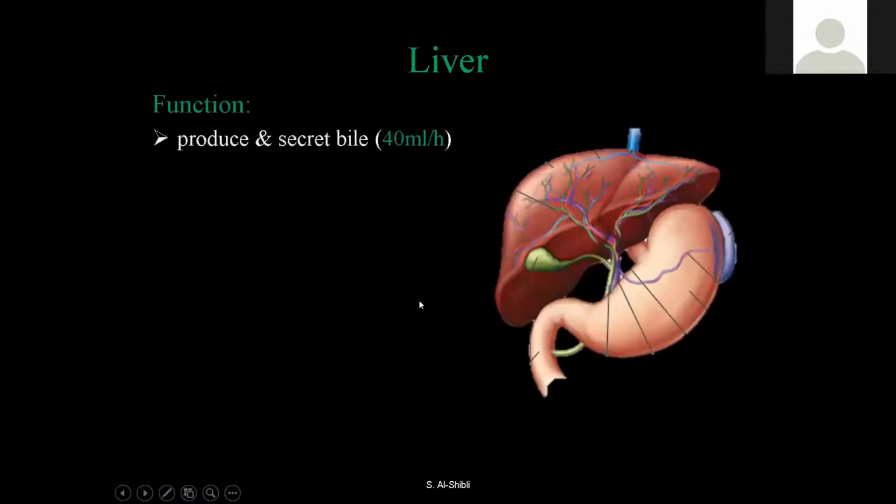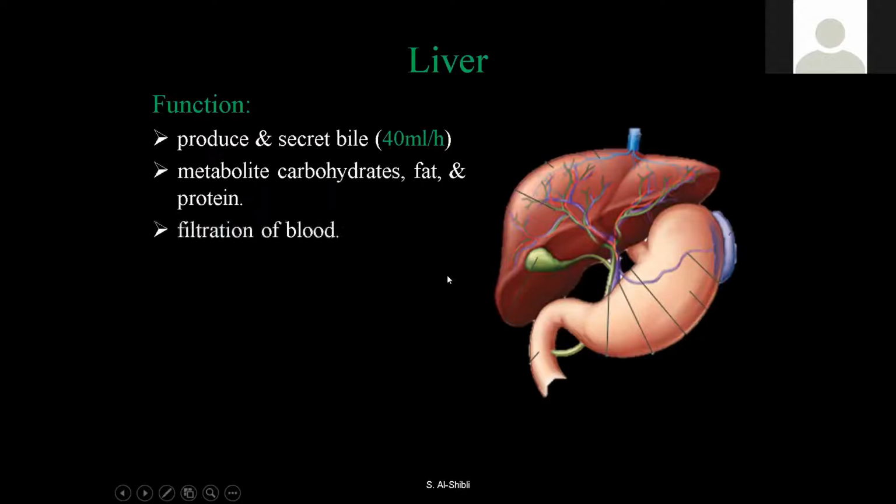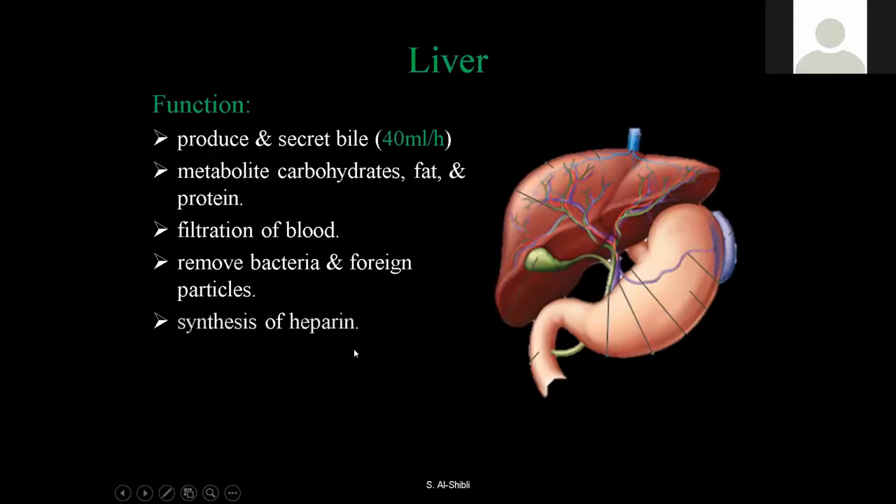The liver. Okay? These are some of the functions of the liver, which all of you must know very well. The main function is to produce and secrete bile at a rate of about 40 milliliters per hour. It metabolizes carbohydrates, fat, protein, and filters blood. I will rush on this. It removes bacteria and foreign particles, does heparin synthesis and detoxification, and also produces bile pigment. The bile is produced by the liver and stored in the gallbladder. Okay.